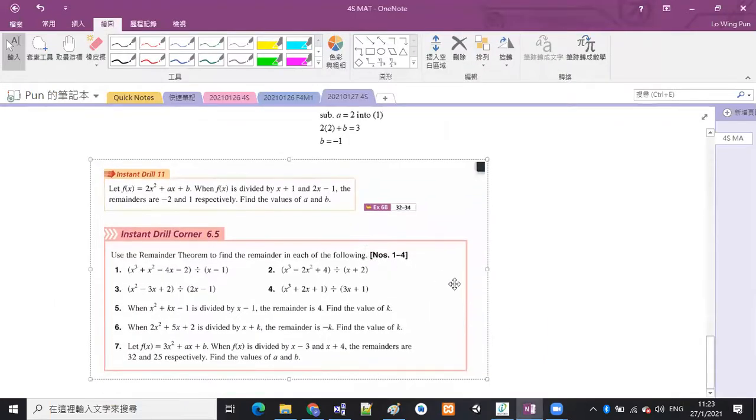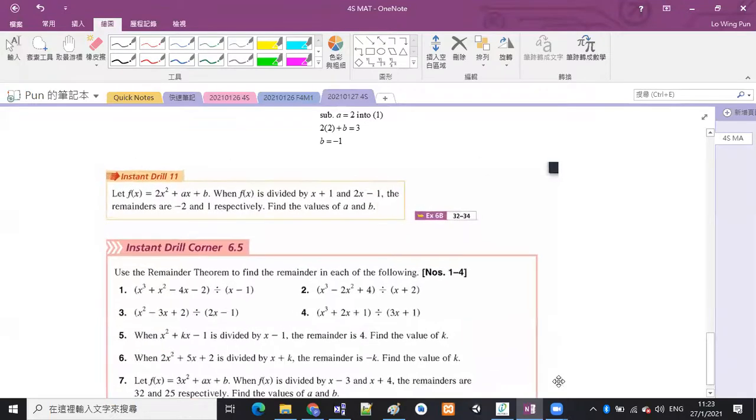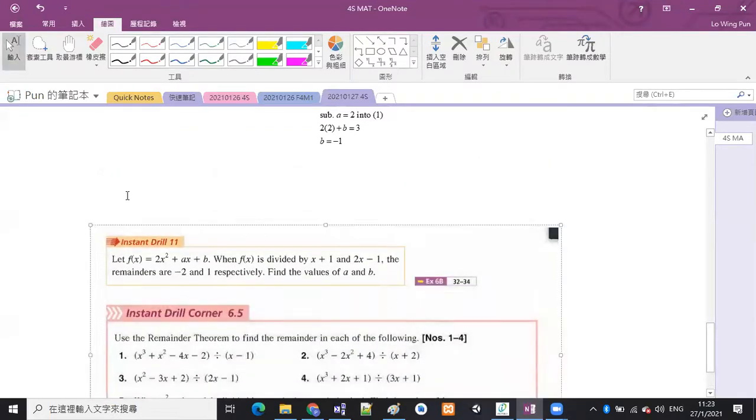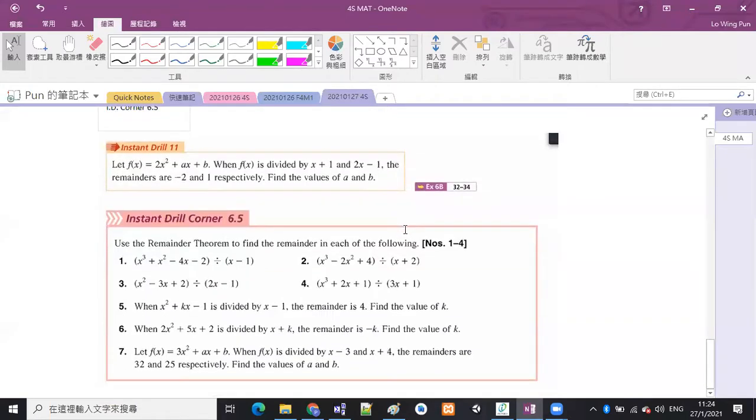Okay, so I give you 5 minutes. Actually, 2 minutes for instant drill number 11, and then 5 more minutes for instant drill corner 6.5. So ID 11, from 11:24 to 11:26, and then ID corner 6.5, question number 1 to number 7.